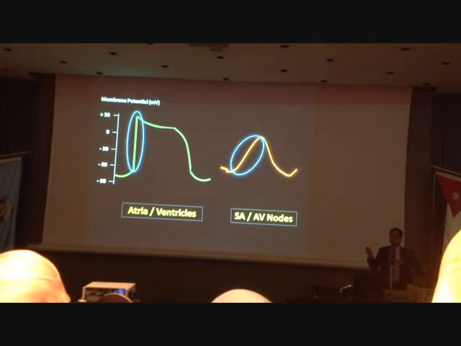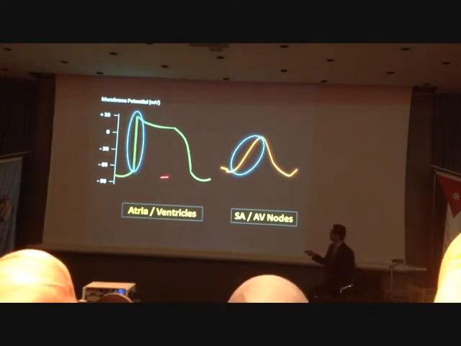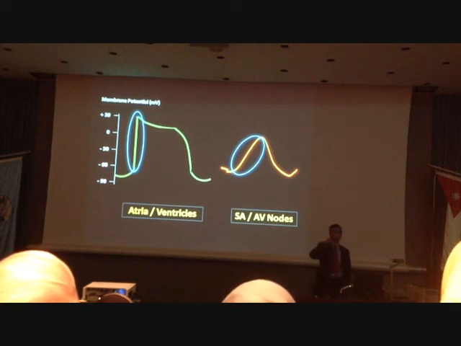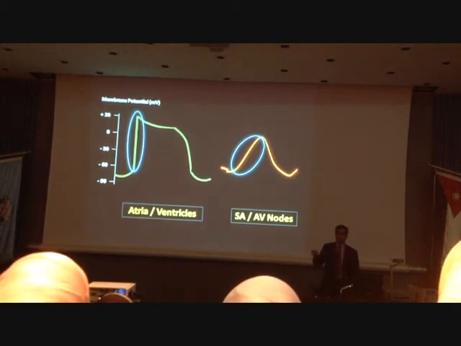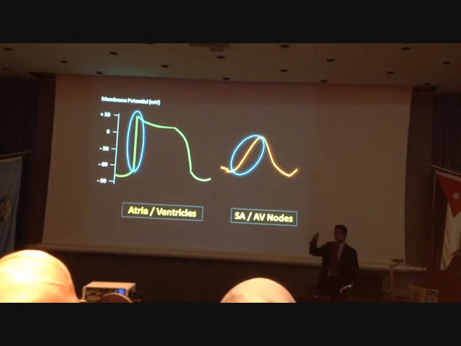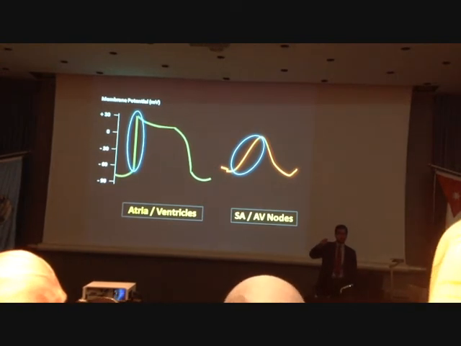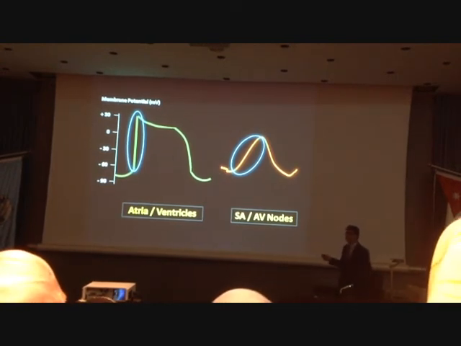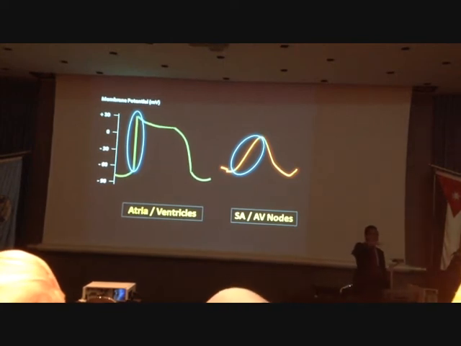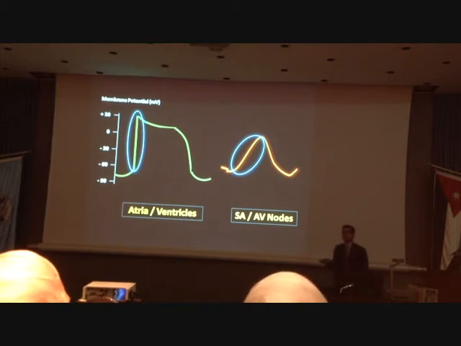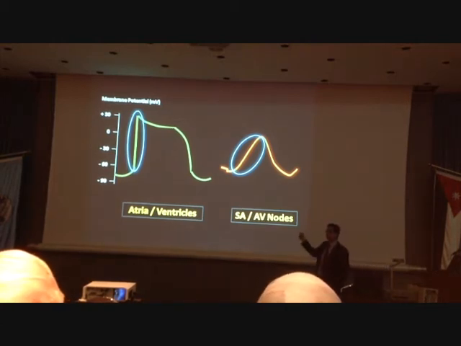As you can see, the biggest difference between these two is the difference in the slope of phase 0. Here, it's a sharp upstroke, while here, phase 0 just goes more and more gradually. What does that mean? And why does that happen? Why is this very sharp while this is gradual?